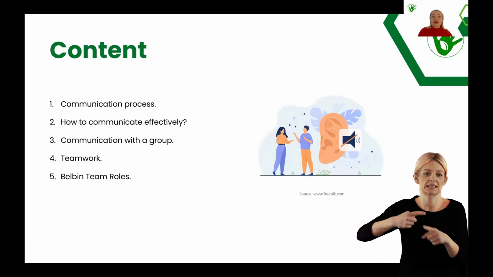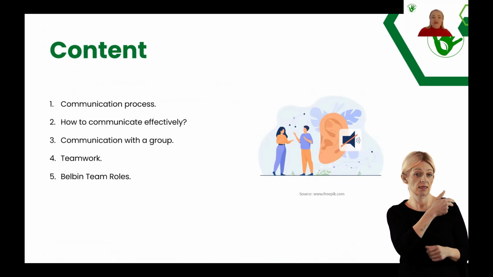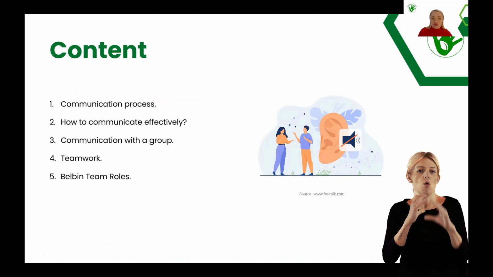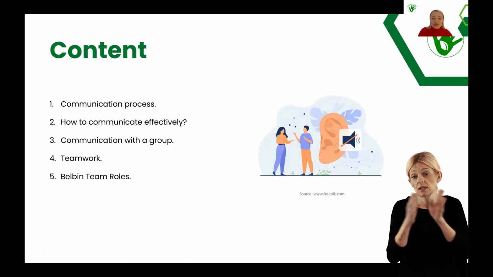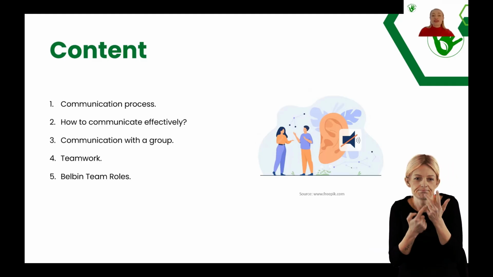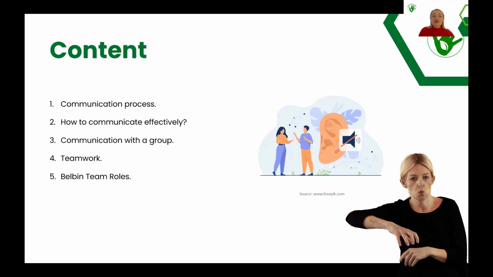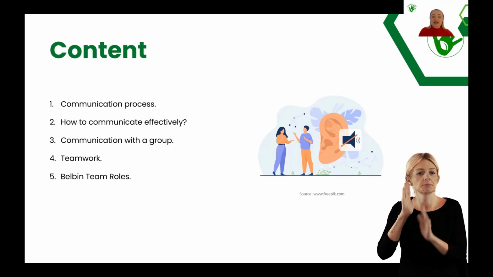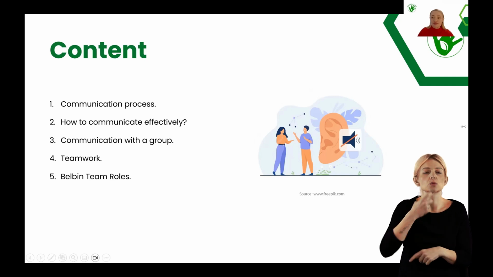The content of this topic is as follows. First, we'll talk about the communication process itself, so how it looks like and what elements it consists of. Then we'll give you some tips on how to communicate effectively. In the next section, we'll talk about communication in a group and presenting in front of the group, so how to prepare for it well. Then we'll discuss teamwork. We'll explain what the team is, and in the final part, we'll talk about group roles according to Belbin.